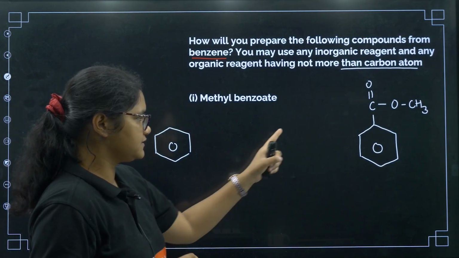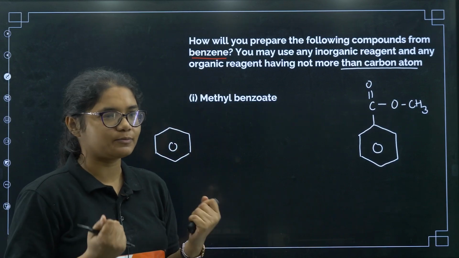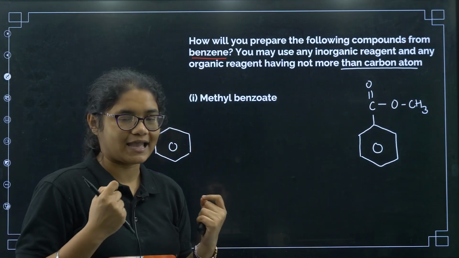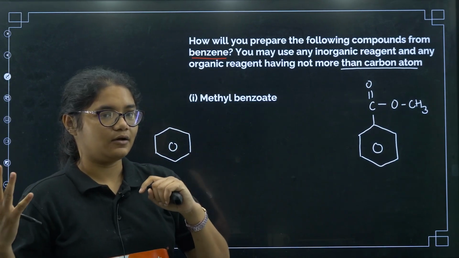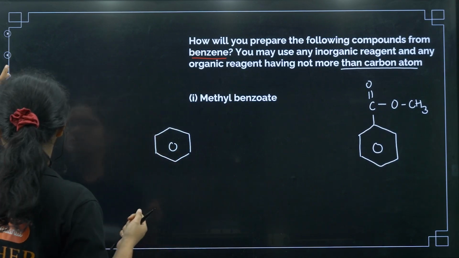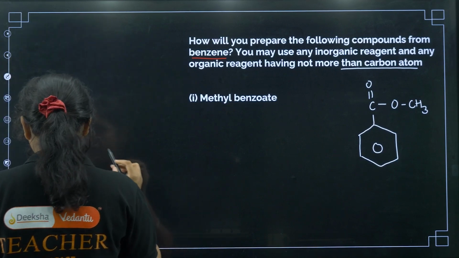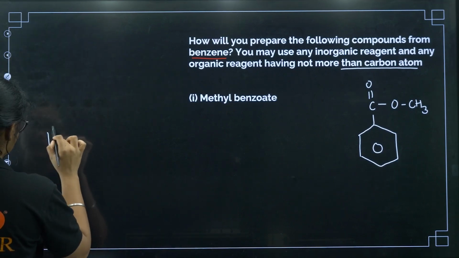So if you see, this is an ester group, right? And ester groups are produced by the reactions of carboxylic acid and alcohols, right? So I know I can convert this one to carboxylic acid, and then if I react it with any alcohol, I think I'll be able to do it. This is what my thought process is.